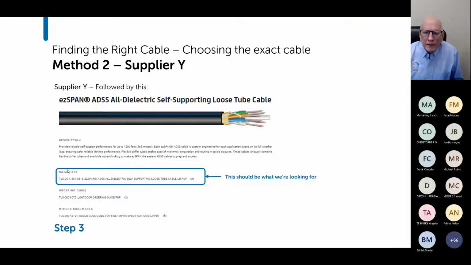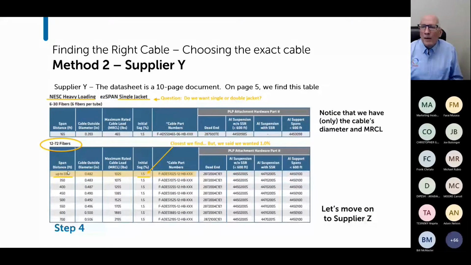This came up, and then I saw here you could get a data sheet. I think that's what we're looking for, so I clicked that, and that brought up a 10-page document, and on page 5, I found NESC heavy, right? That's what we wanted. Single jacket. Now, I don't know, do we want single or double? I don't really know at this point.